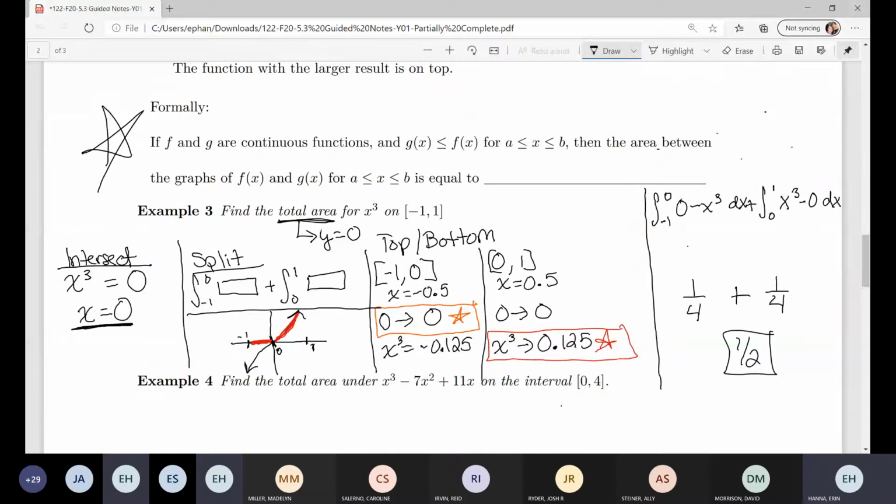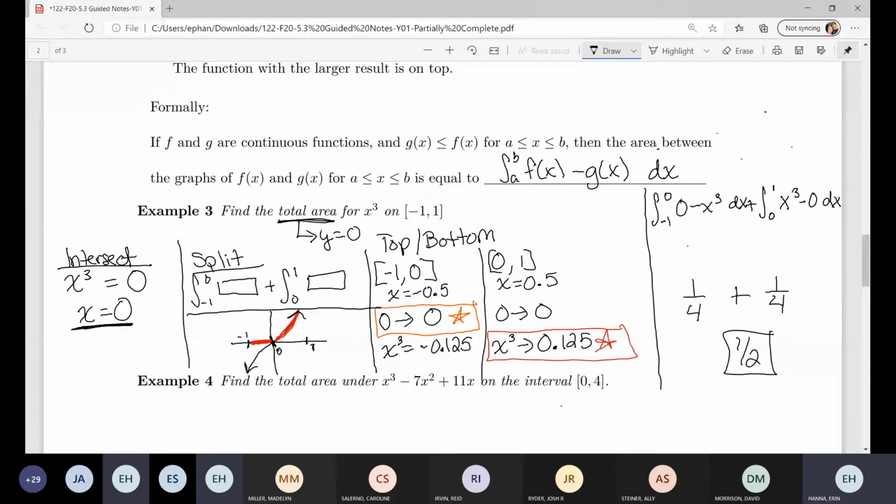So say we have f and g continuous functions, and g of x is less than f of x on some interval. So essentially that means that g of x is going to be the bottom function. We were mentioning bottom and top functions before. Then the area between the two graphs is equal to the integral from a to b of f of x minus g of x, which is what we had already said the other day. We were doing top minus bottom, and that's exactly what this is saying, just in more formal terms.